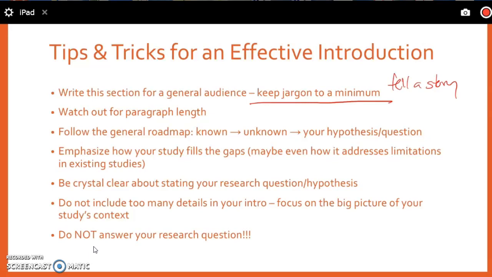You want to watch out for paragraph length. Don't let them get too long. Don't let them get too short. You want to follow the general roadmap, right? The known, the unknown, your hypothesis. What do we already know? What don't we know? And what are you going to do about it?